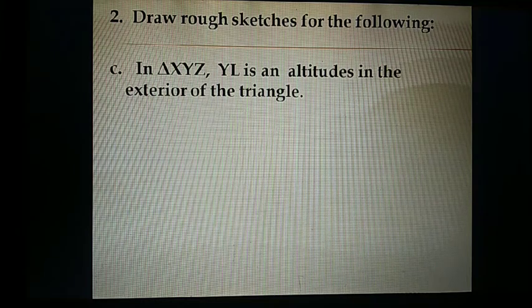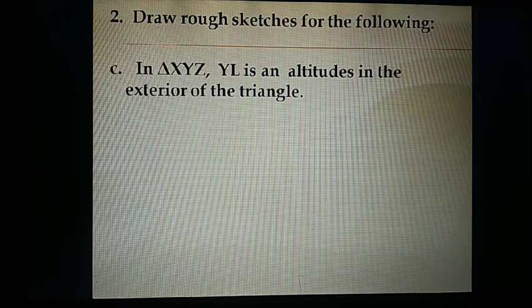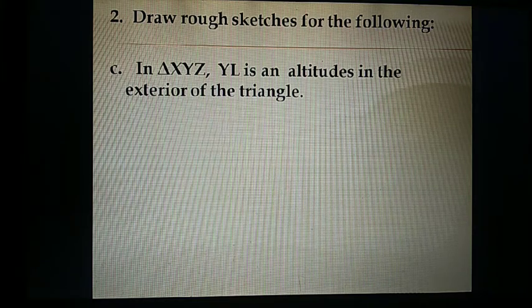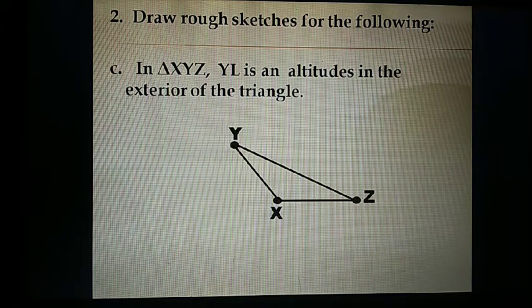Next is in triangle XYZ, YL is an altitude in the exterior of the triangle. We are supposed to use a triangle such that when you draw an altitude from vertex Y, it should fall outside the triangle. It is possible only if Y is not above the base. It means it will be either on the left hand side of the base or on the right hand side of the base. That is, it is an obtuse angled triangle.